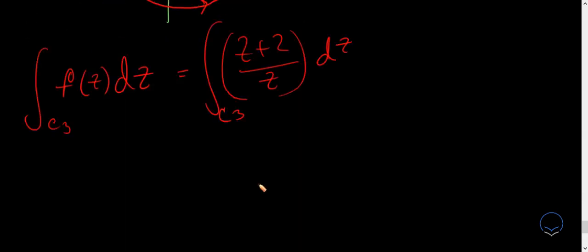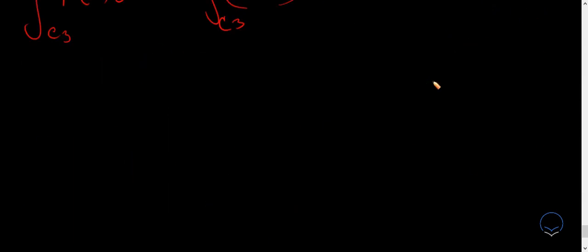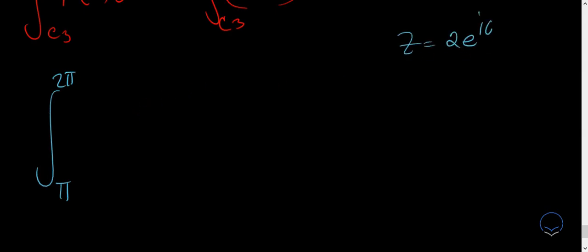Now I'm going to use the parameterization that I have, that is z equals 2 e to the power i theta, and I'm going to use these limits. So first let's write down the limits, that is from pi to 2 pi. Z equals 2 e to the power i theta, so dz will be 2i e to the power i theta d theta.